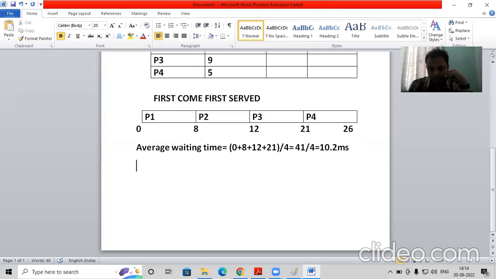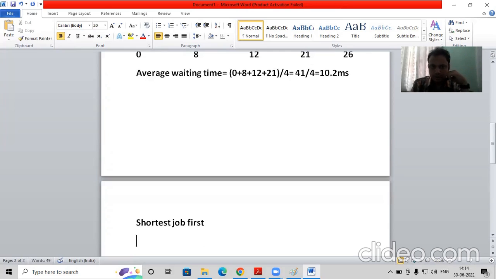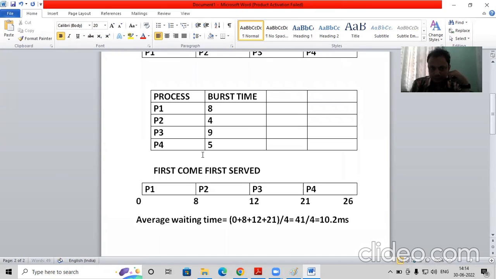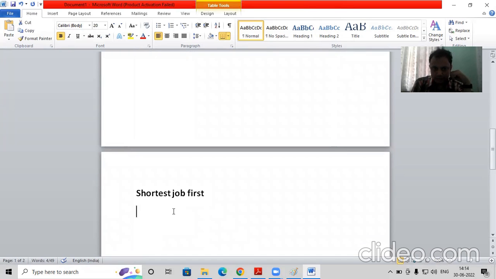Next, another algorithm that we are going to discuss is shortest job first. Shortest job first means the process with the minimum burst time will be given the first chance to be executed by the processor.